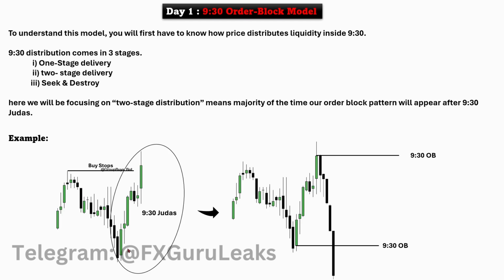Here you can see this is our 9:30 Judas going for the buy stop. As I told you guys, in the 9:30 distribution of liquidity, the majority of the time you will see the 9:30 candle going for the stops, either buy stops or sell stops. And here you can see we took the buy stops, which were in the form of relative equal highs, multiple swing highs forming this relative equal high. So we have a lot of stops up here. 9:30 came up. This is our 9:30 Judas.